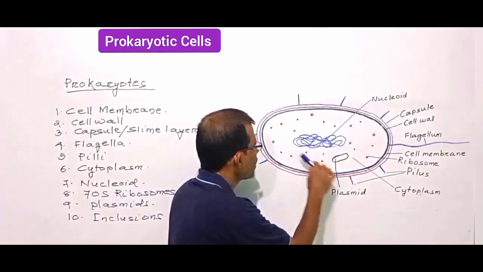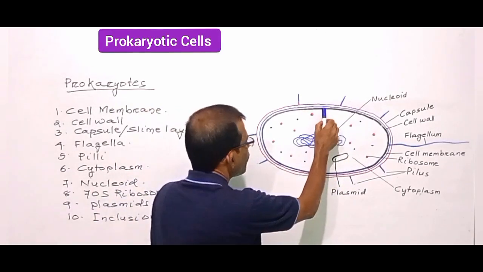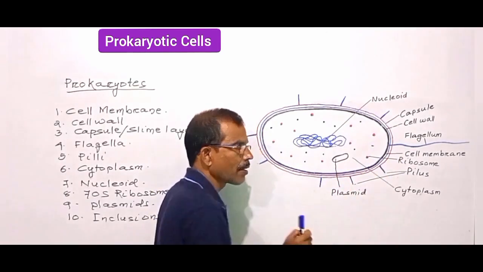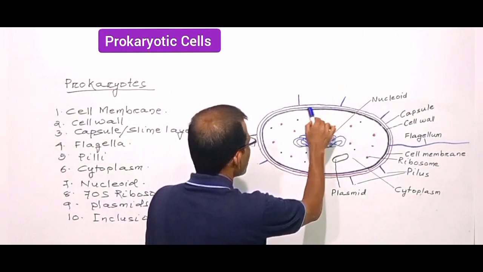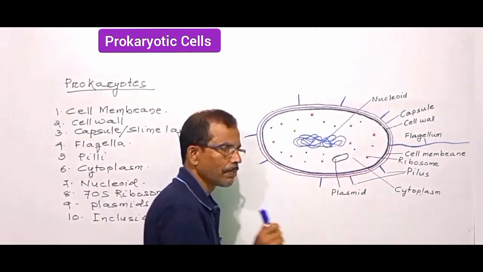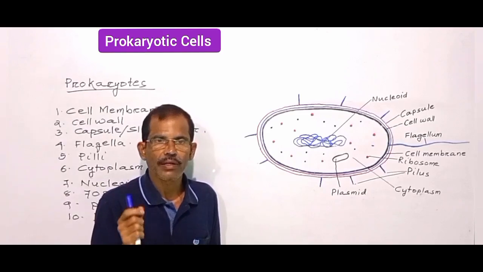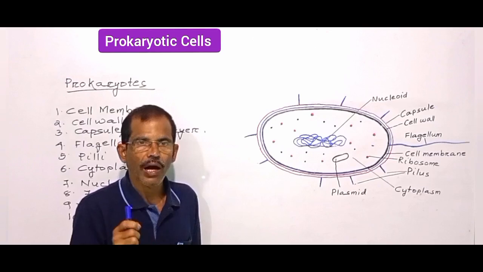The cytoplasm of prokaryotic cells is surrounded by a living elastic membrane known as cell membrane or plasma membrane. The cell membrane consists of a phospholipid bilayer. It is a permeability barrier that regulates the passage of substances into and out of the cell.